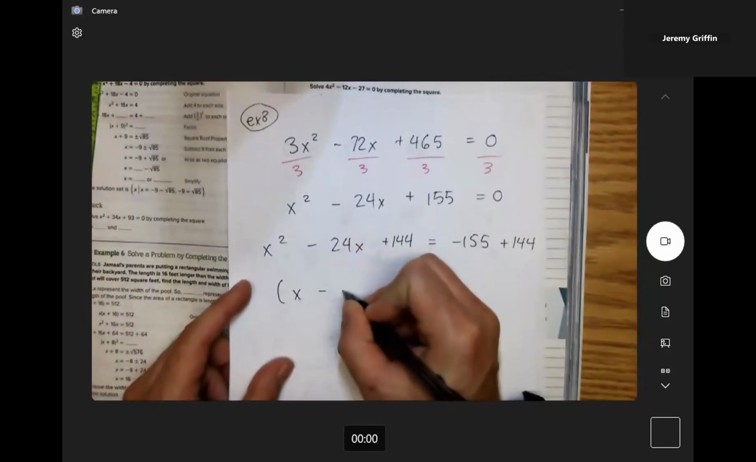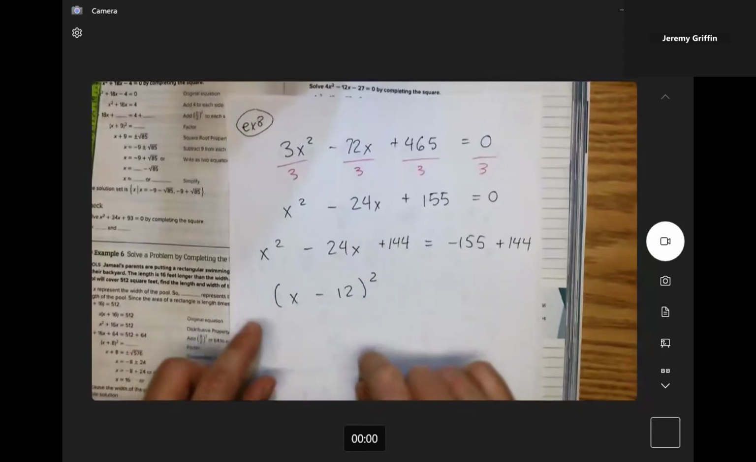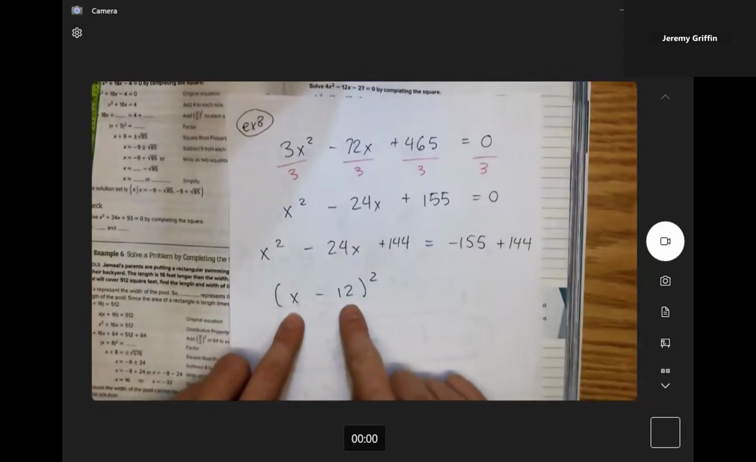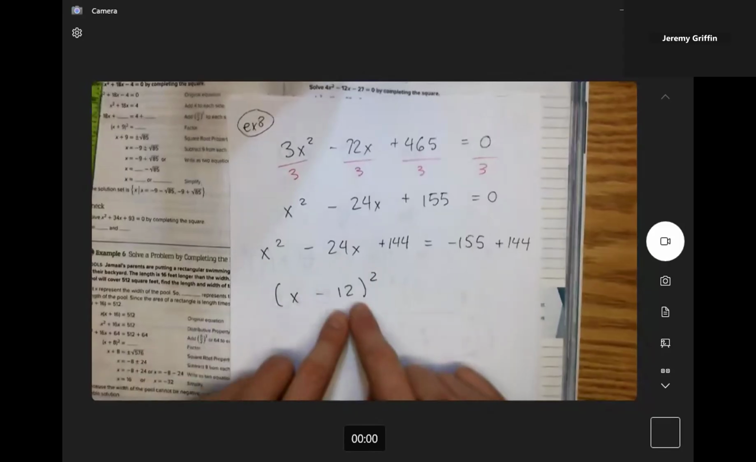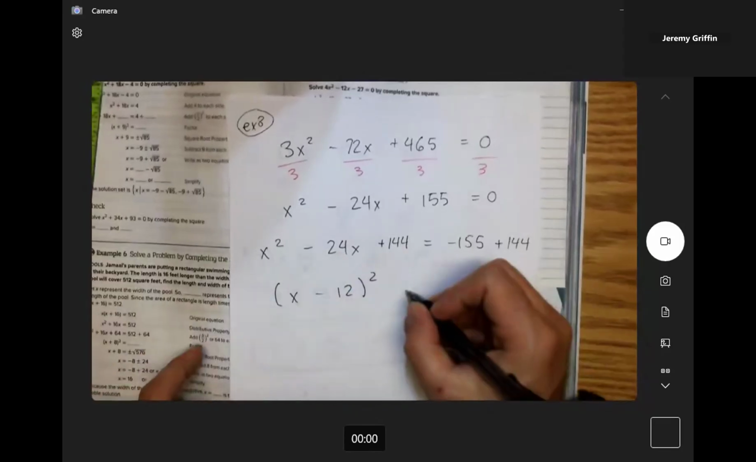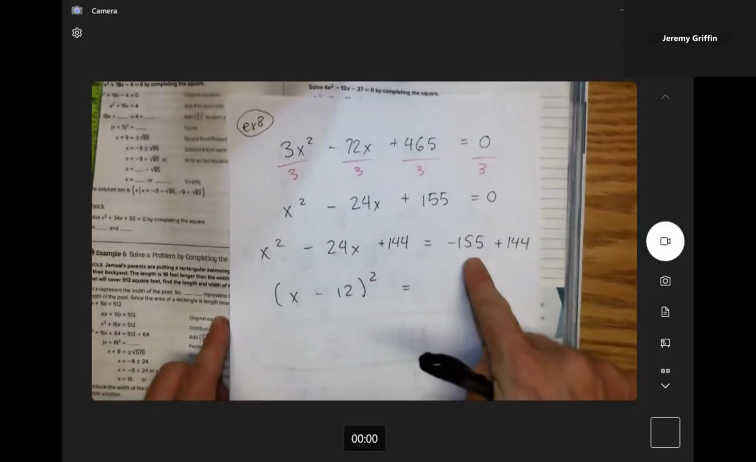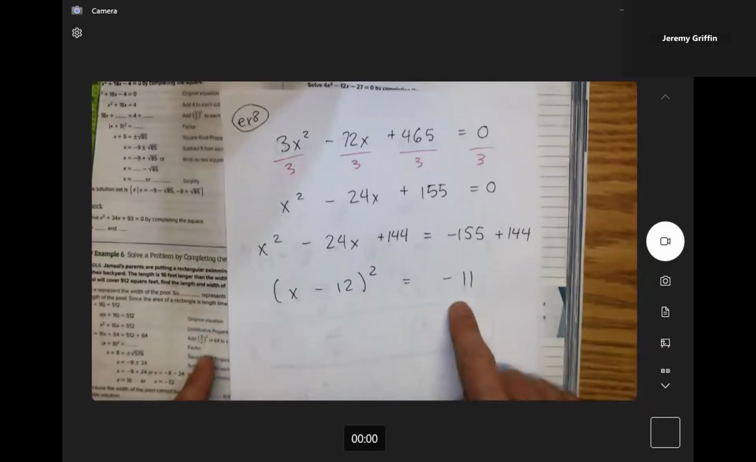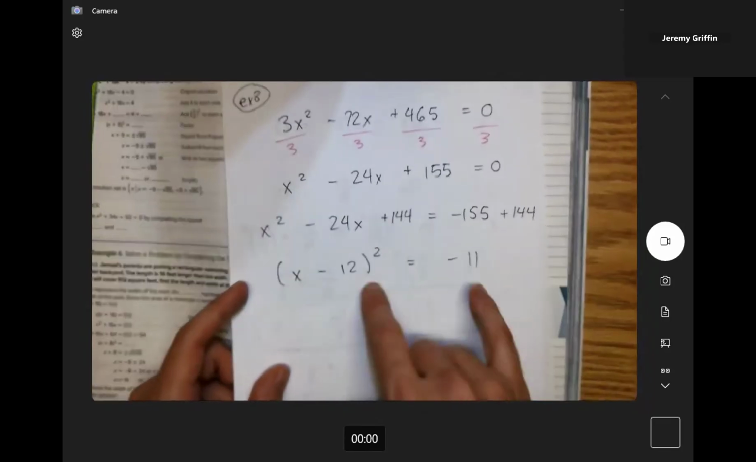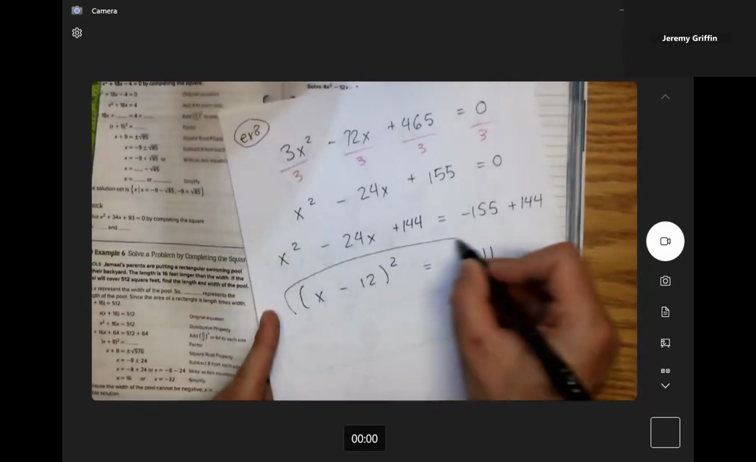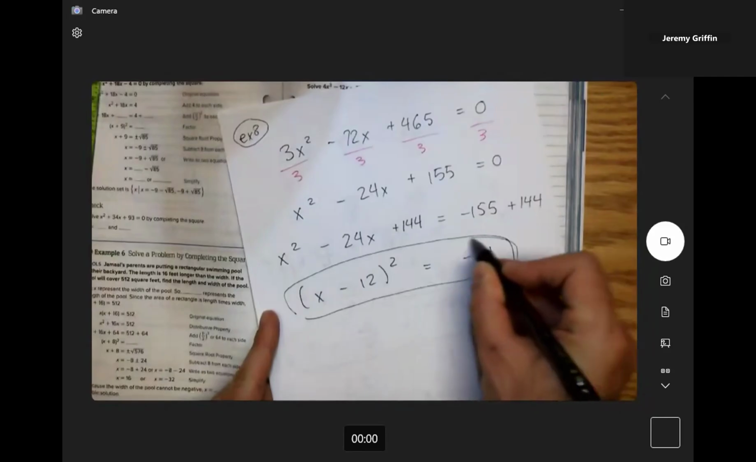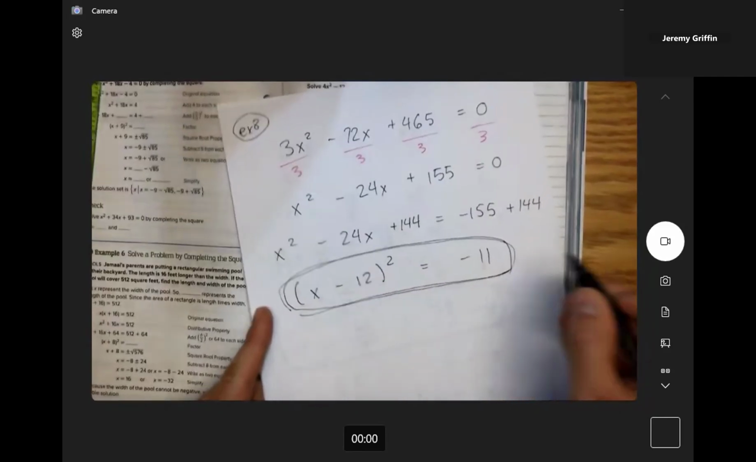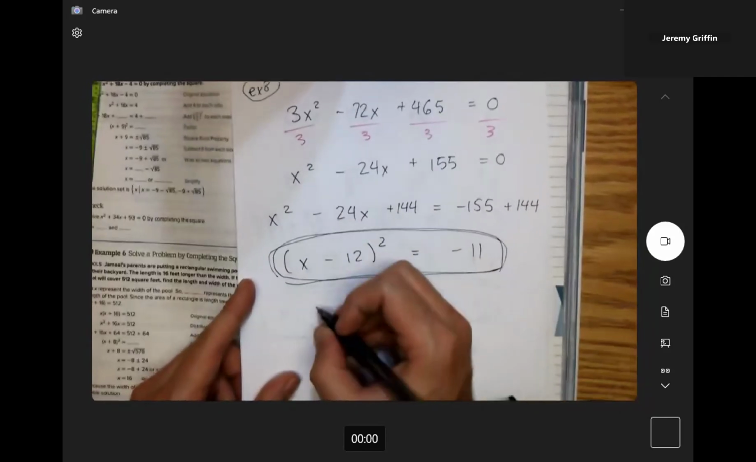So what here? Well, this is definitely x minus 12 quantity squared, right? So x squared, negative 12x, negative 12x, negative 24x, and negative 12 times negative 12 is 144. It's all there. And then here, is this negative 11? Right. So the fact that it's negative, I definitely see at this point we're going to get imaginary solutions. This isn't the final answer, it's just an important middle step. Got this squared form.